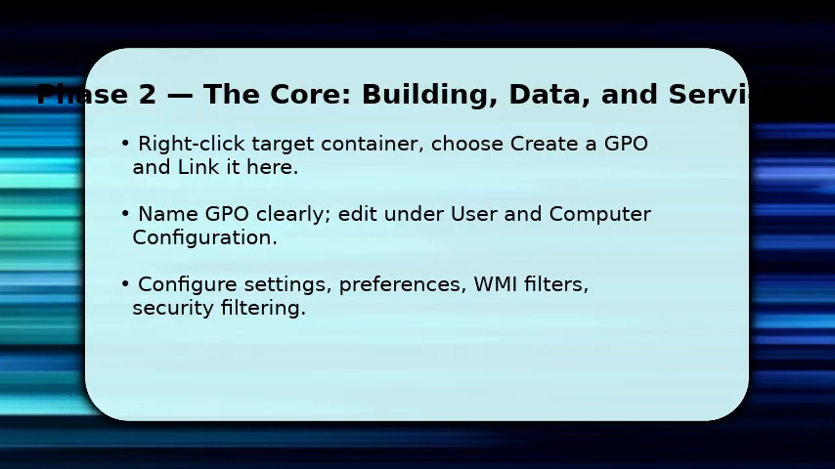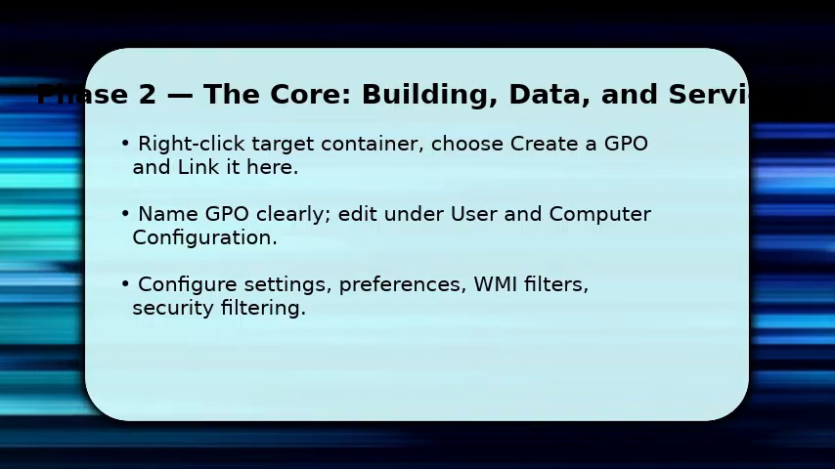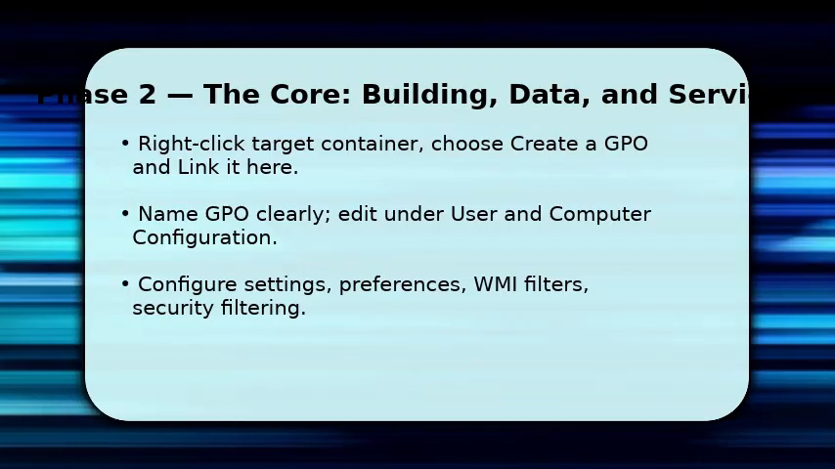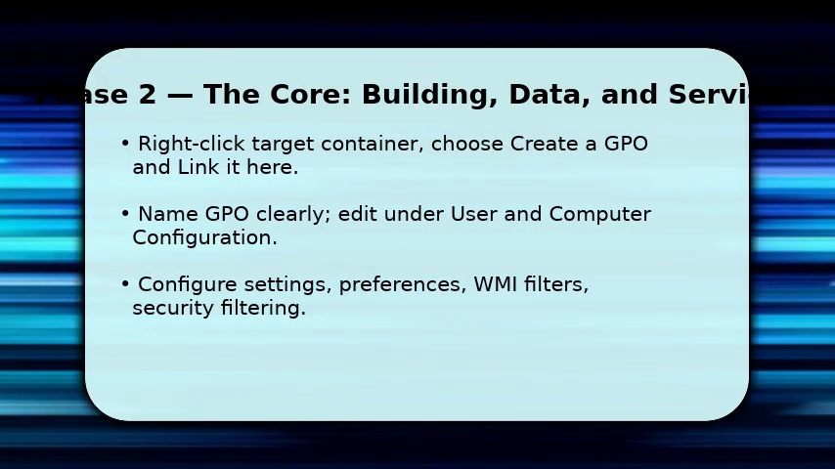Use administrative templates for registry and policy-based settings. If needed, add WMI filters for OS targeting and apply security filtering to limit scope. While editing, test a single setting, then use the Group Policy Results tool to preview impact before broad rollout.